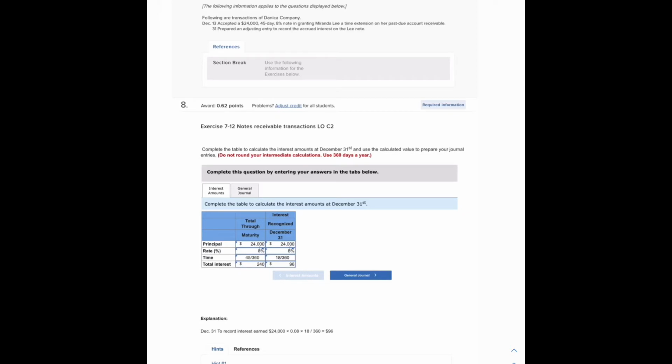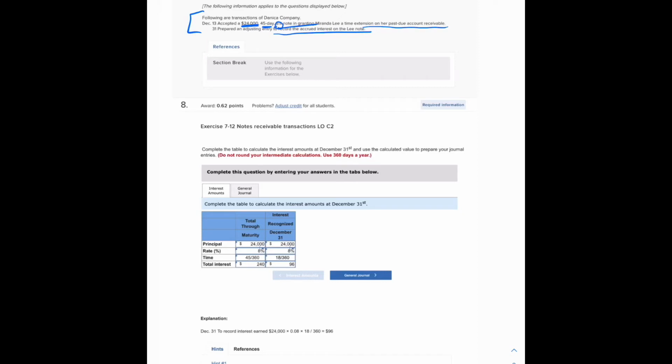So in this question, our given information is right here at the top. It kind of blends in, so don't miss it. It says, the following transactions occurred for Danica Company. On December the 13th, we accepted a $24,000, 45-day, 8% note, granting Miranda Lee a time extension on her past due account receivable. Prepare the adjusting entry to record the accrued interest on the note at the end of the year. So, what they're asking us to do here is to break this interest into 2 pieces.